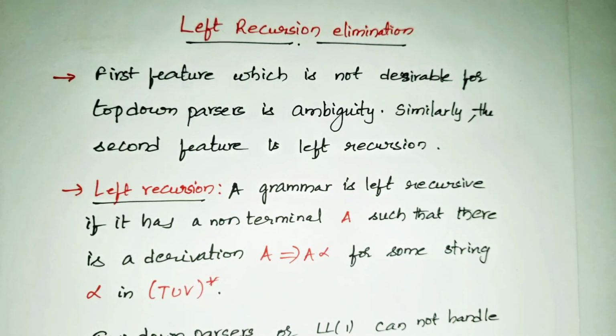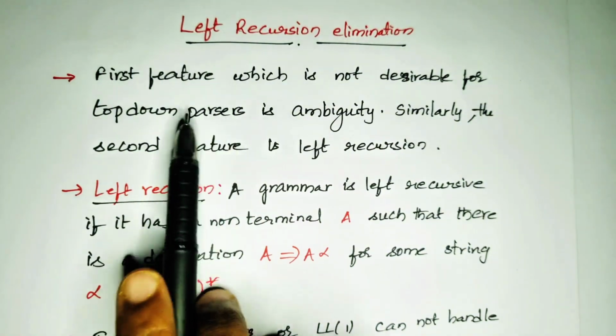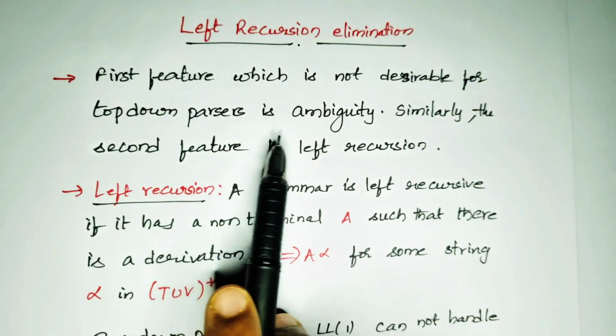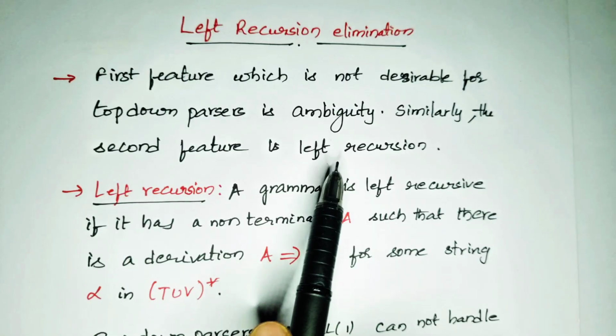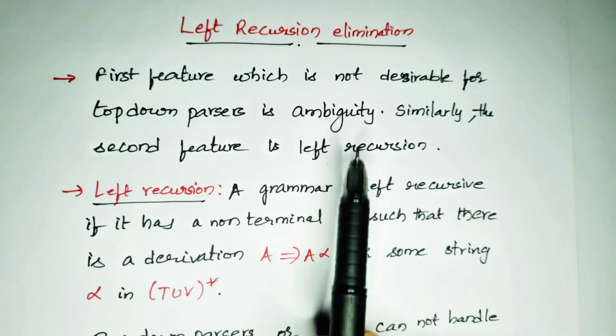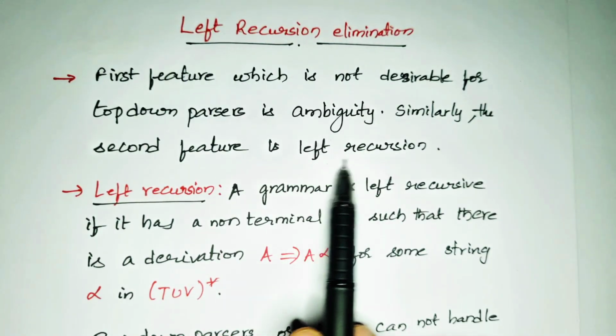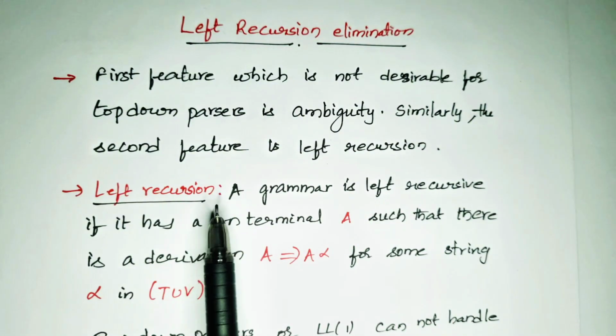In this video we shall discuss how to eliminate left recursion and how to perform left factoring. The first feature which is not desirable for top-down parsers is ambiguity. Similarly, another feature which is not desirable for top-down parsers is left recursion. What do you mean by left recursion?